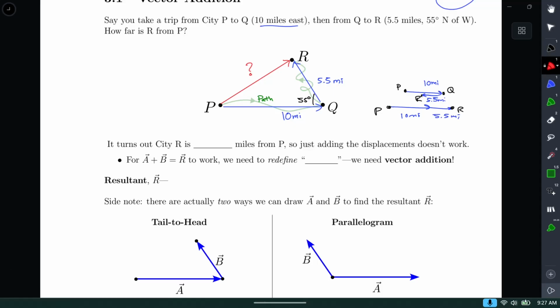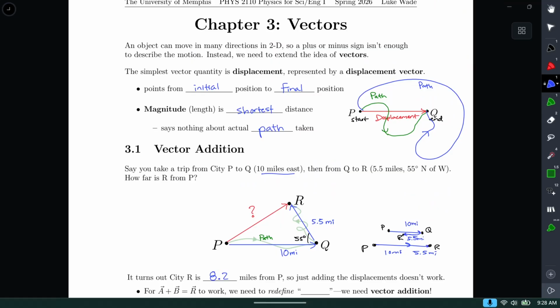2D opens up this whole new world of possibilities of intermediate values between those two extremes, and I don't know which one it is. I'll tell you now, it's 8.2 miles. But we have to figure out in this chapter how in the world I figured that out. That's where I'll stop. Any questions?